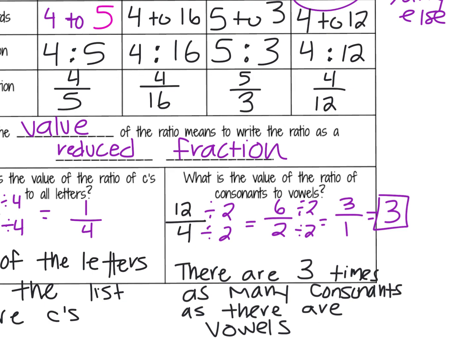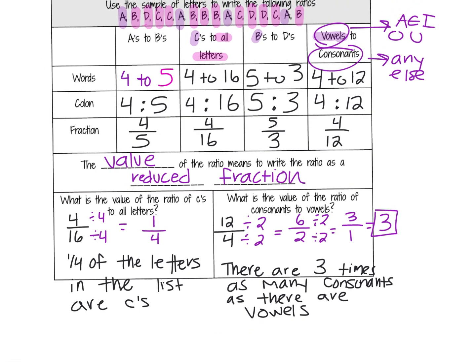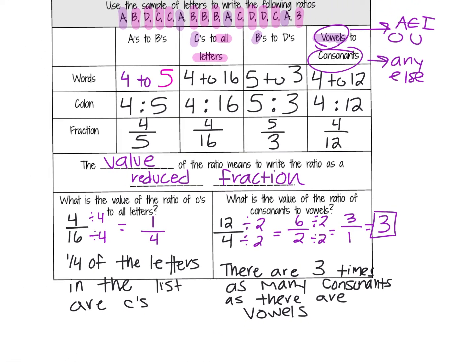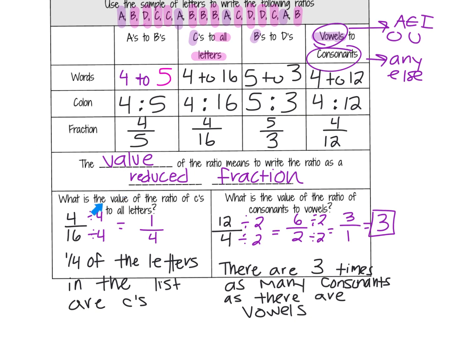Alright, so that's it. Basically, you just count how many things it's trying to have you find. And then if it's asking for the value, you just put it in a fraction and then reduce. And that's it.